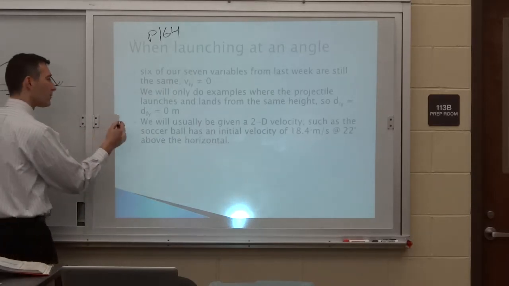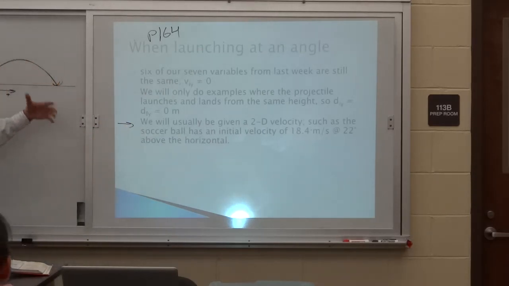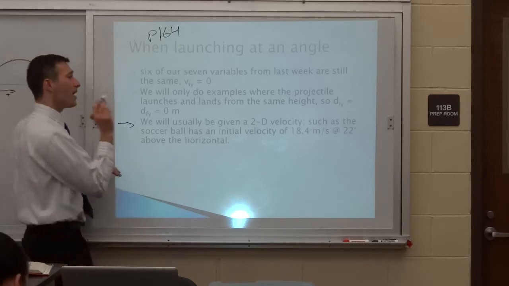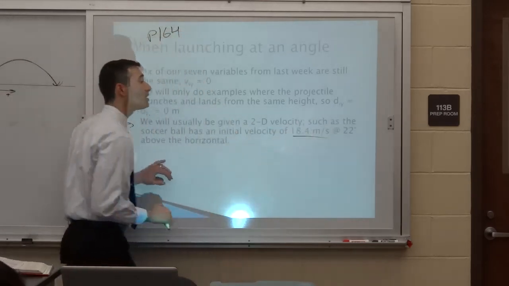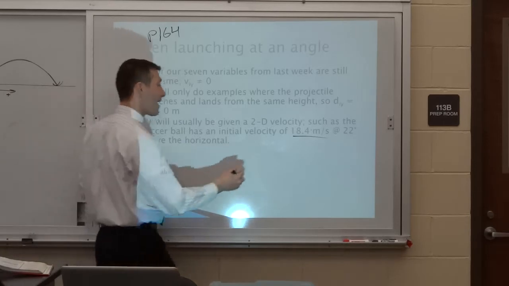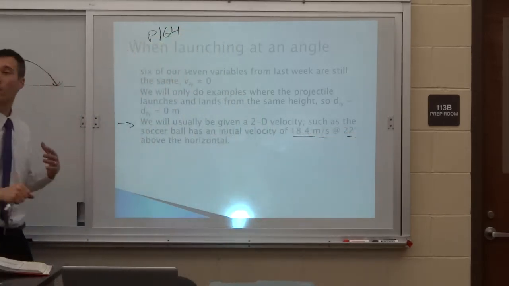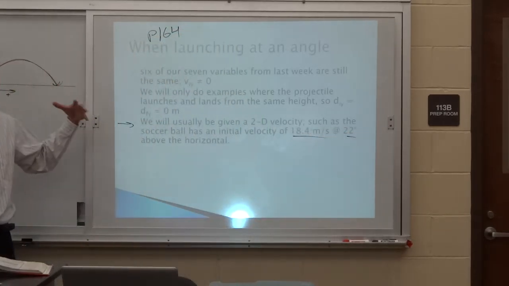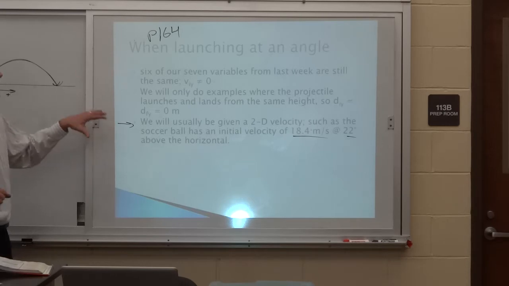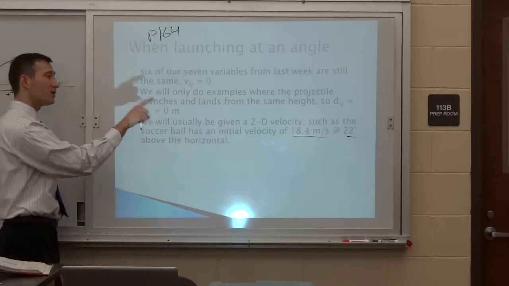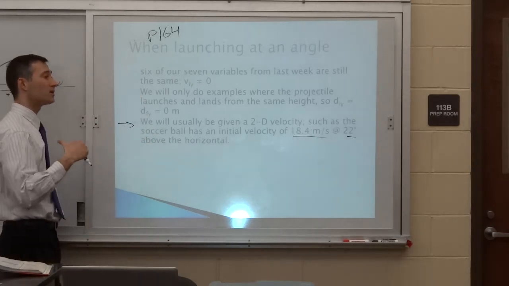So here's an example of that type of information, right? We kick a soccer ball from the ground and we give it an initial velocity of 18.4 meters per second at 22 degrees above the horizontal, right? That could be all the information that we're supplied with, and that would be enough to solve for everything about this projectile problem. So let me just review with you guys how to do that, and then we'll look at some of the other pieces of these.